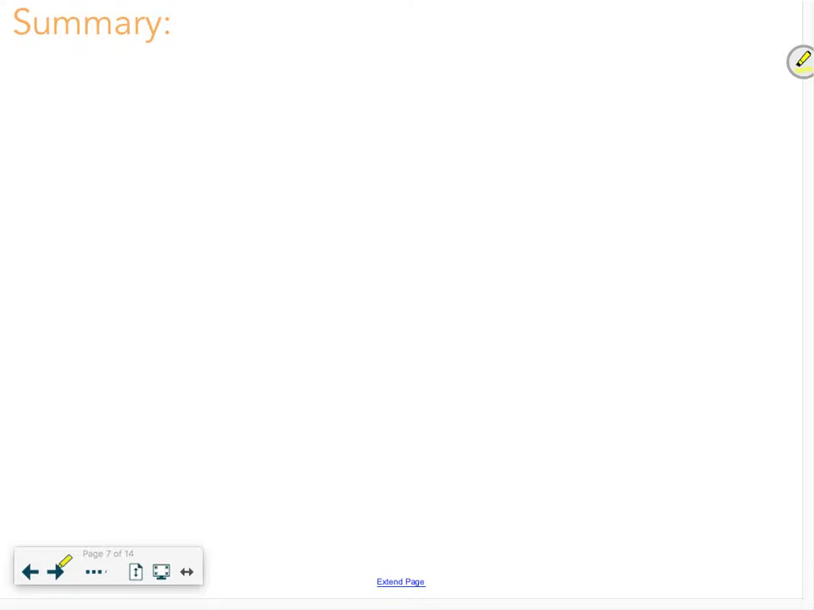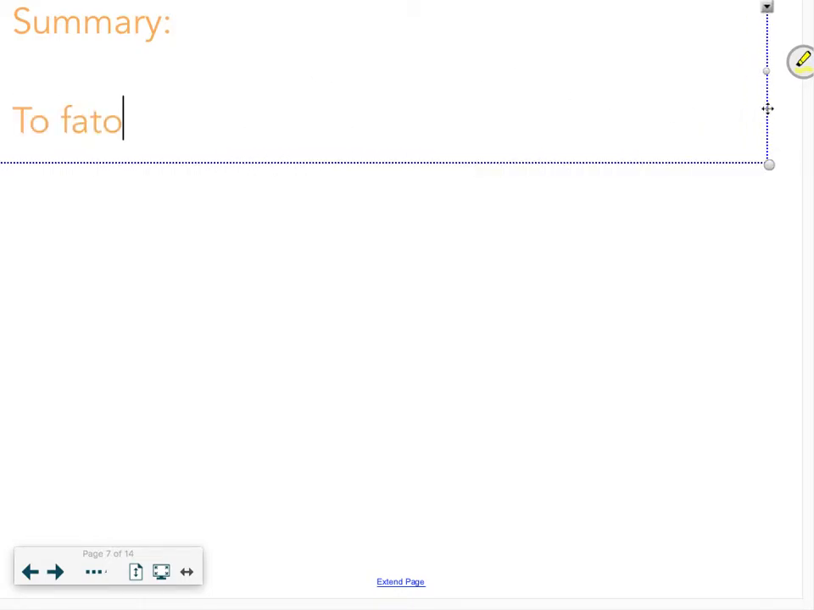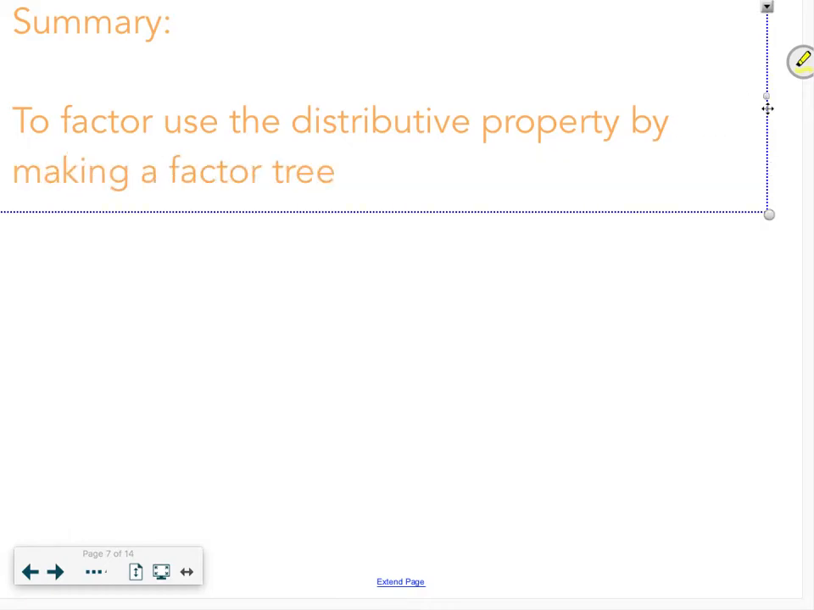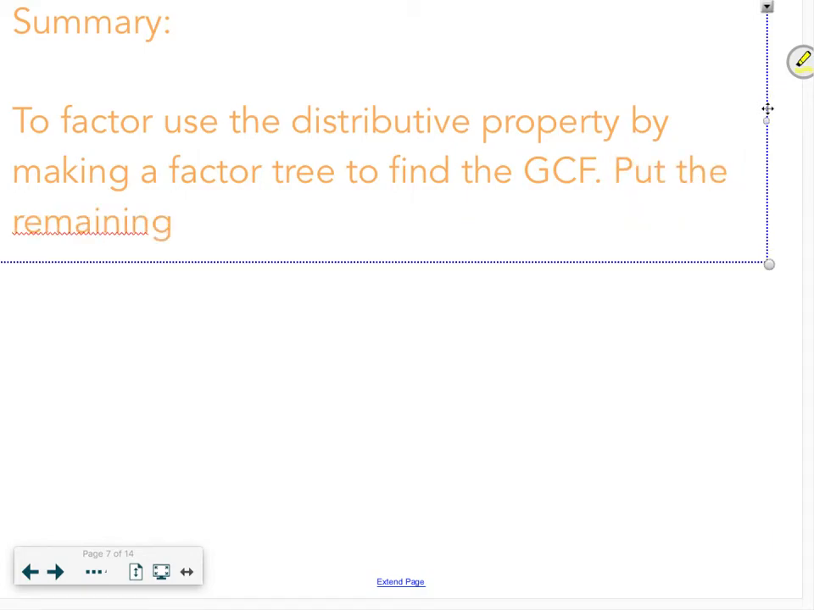Summary. So the summary says, how do you use the distributive property to factor? So we'll say to factor, use the distributive property by making a factor tree to find the GCF. Put the remaining terms in the polynomial.